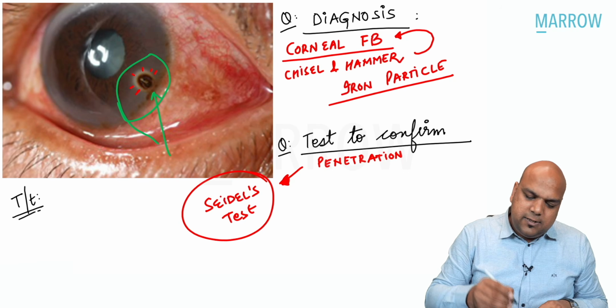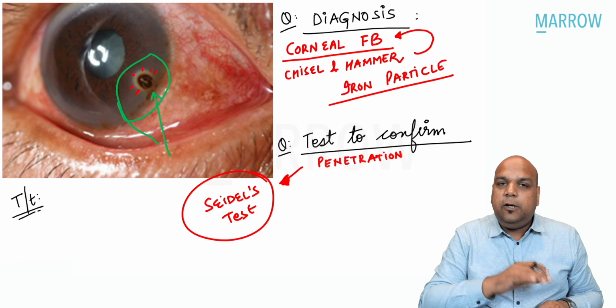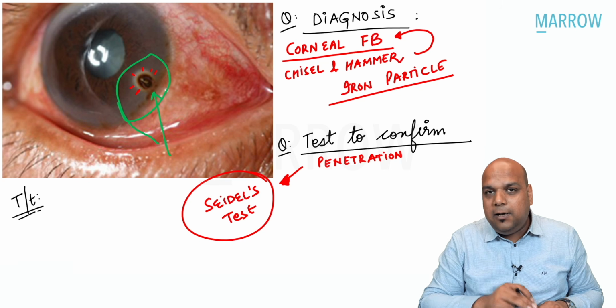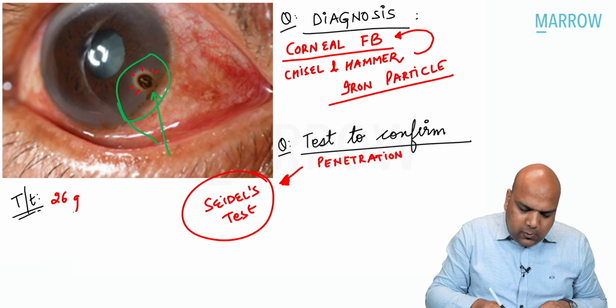Okay. Now, what is the treatment for this? If there is a corneal foreign body, do we need to do a surgery? Do we need to do an MRI? Do we need to do blah, blah, blah? Nothing. That's why I'm saying all you need to do is take a 26 gauge needle and remove the foreign body.